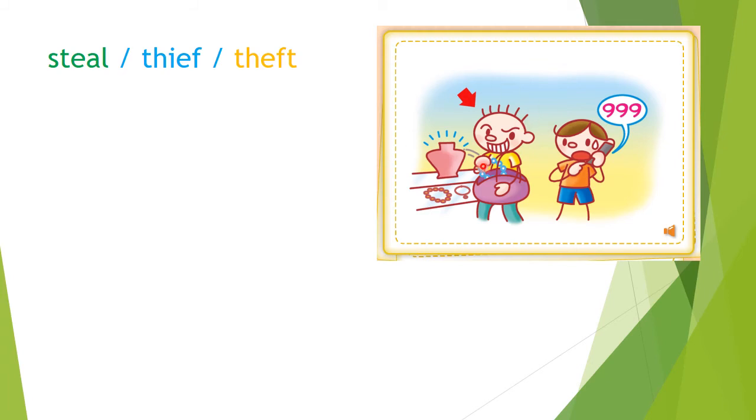Okay, next. Let's look at this picture. This guy is stealing something from the jewelry shop. He is stealing. And we call this man a thief. A thief is somebody who steals from other people. And the event is called a theft. A theft. Again, this is the action, which is the verb. This is the person, and this is the event.